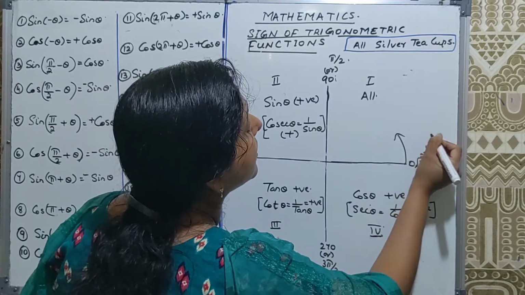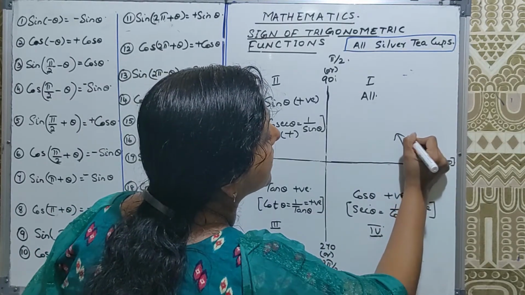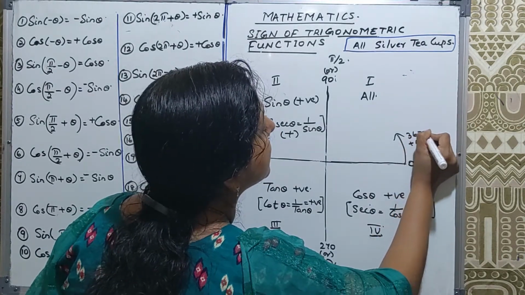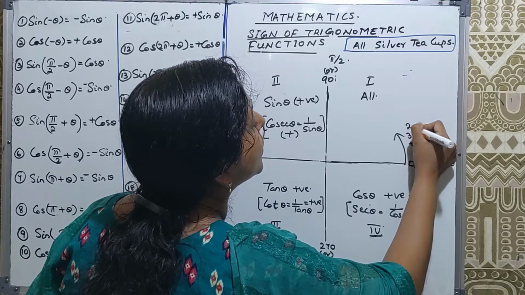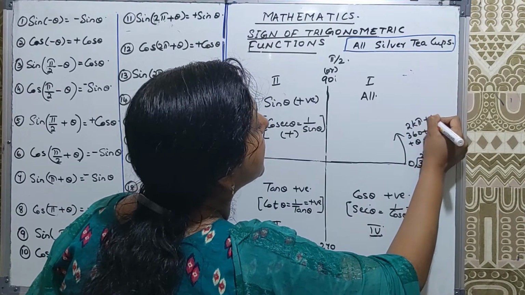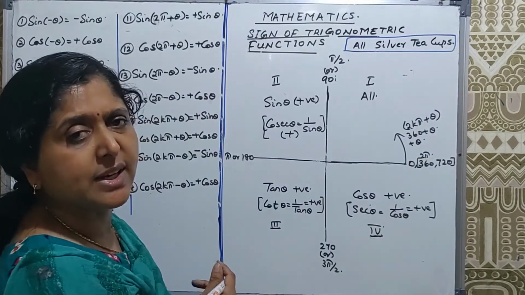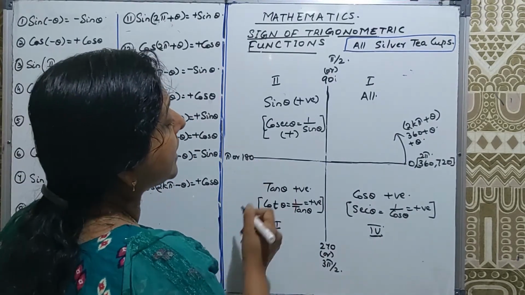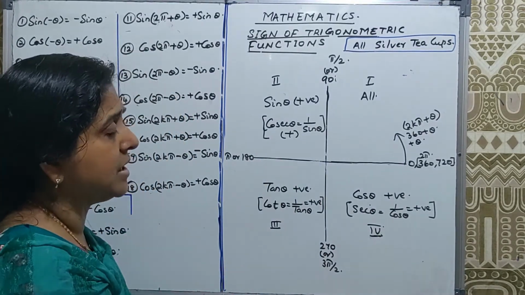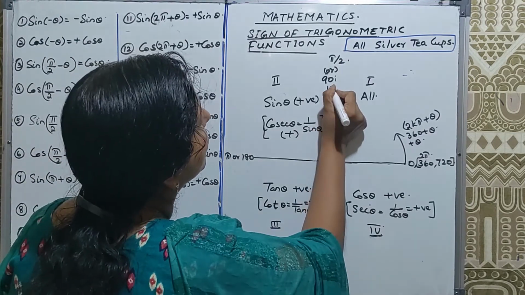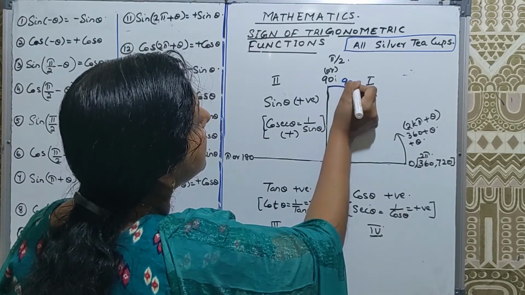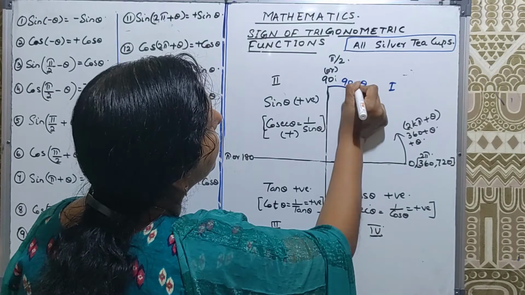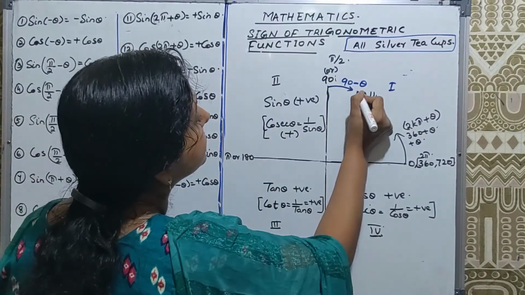That means here we'll write 360 plus theta, or 2k pi plus theta. Means all the multiples of 360 plus theta, all of them belong to quadrant 1. Then next one, 90 minus theta also belongs to quadrant 1.